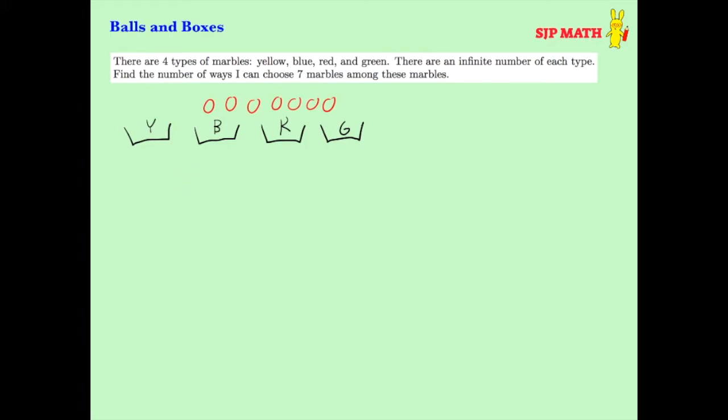The number of balls in each category is going to be the number of marbles of that type. What I mean is that we're going to be distributing these 7 marbles among these 4 boxes, among these 4 categories. For example, if we distributed them like that, then it means the 7 marbles I chose are 1 yellow marble, 3 blue marbles, 2 red marbles, and 1 green marble.